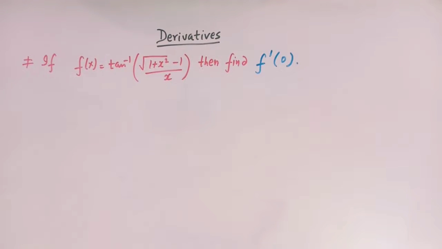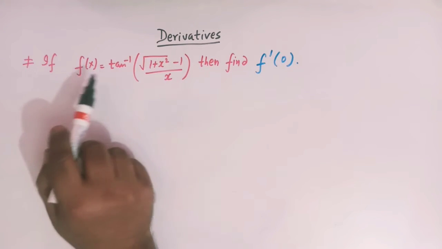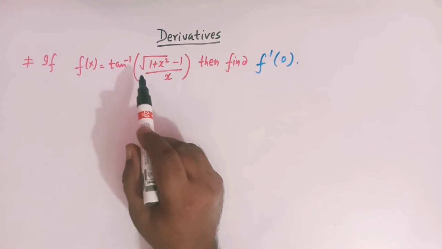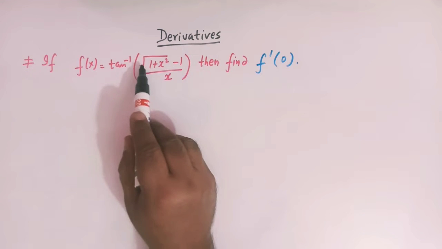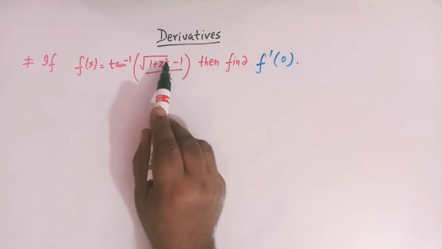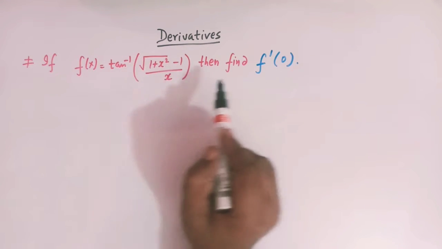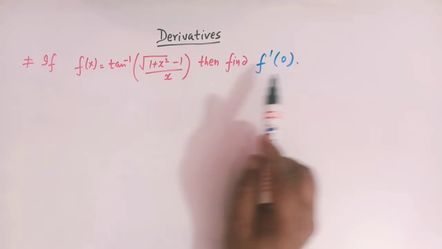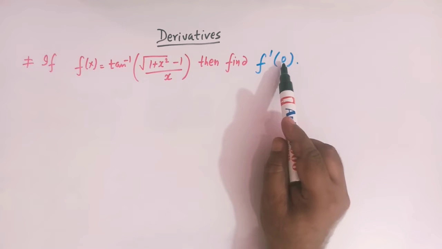Hello viewers, in today's class we are going to solve yet another important and conceptual problem from derivatives. Here we have a function given as f of x is equal to tan inverse of the bracket (square root of 1 plus x square minus 1) over x. Then we have to find the derivative of f of x when x is equal to 0.